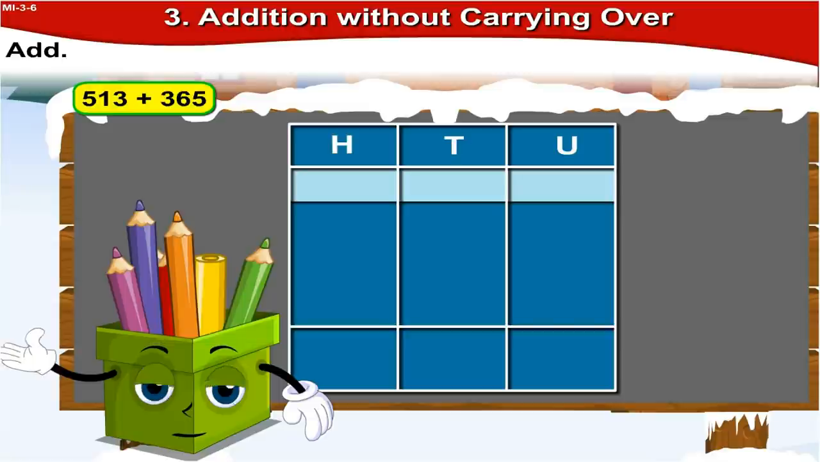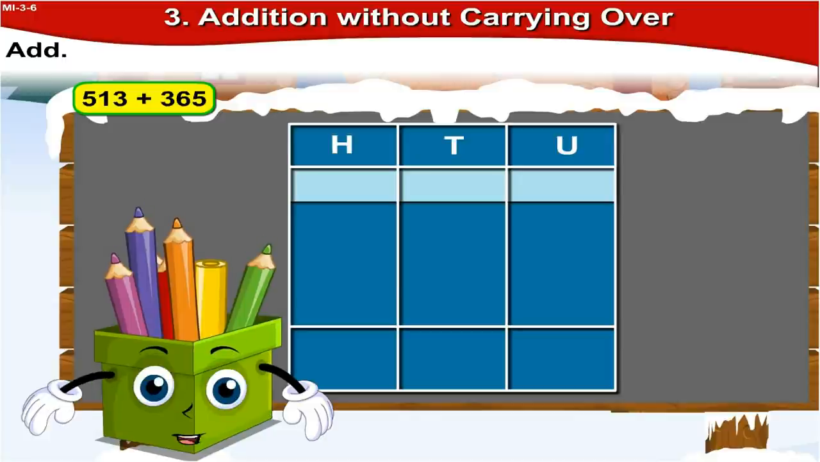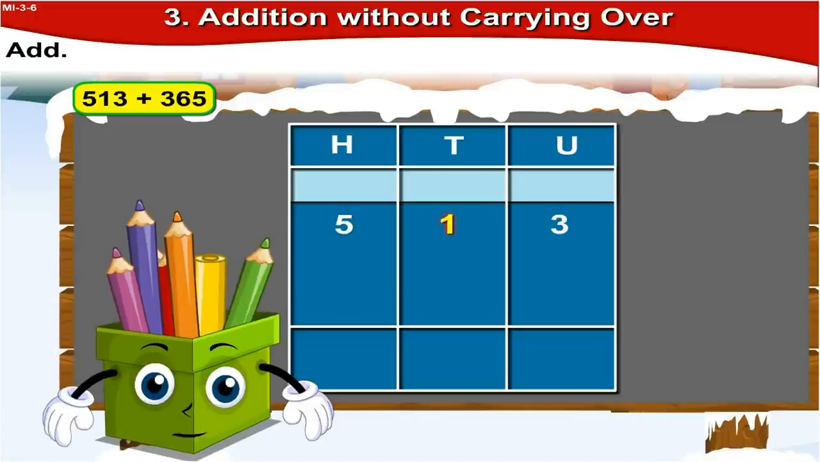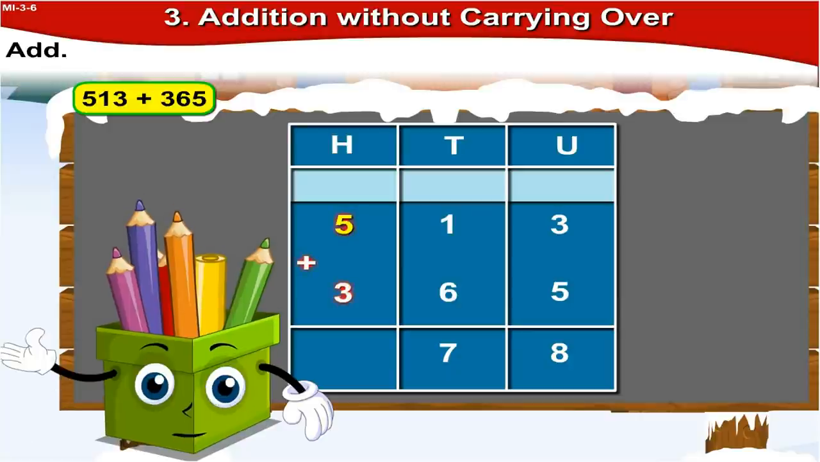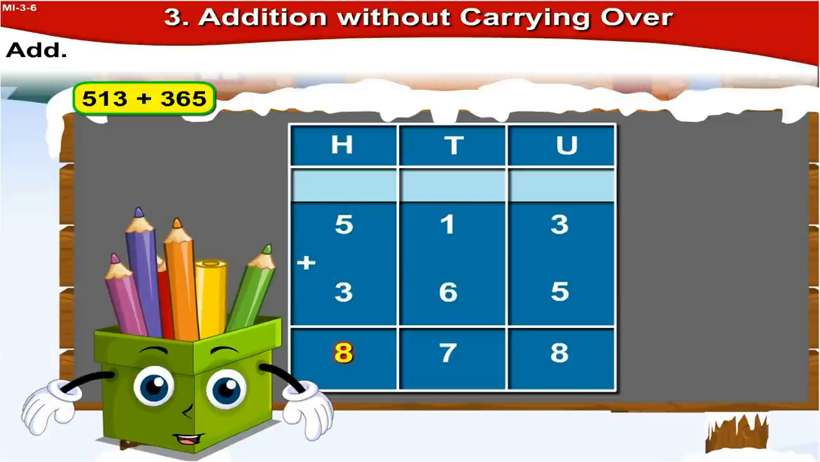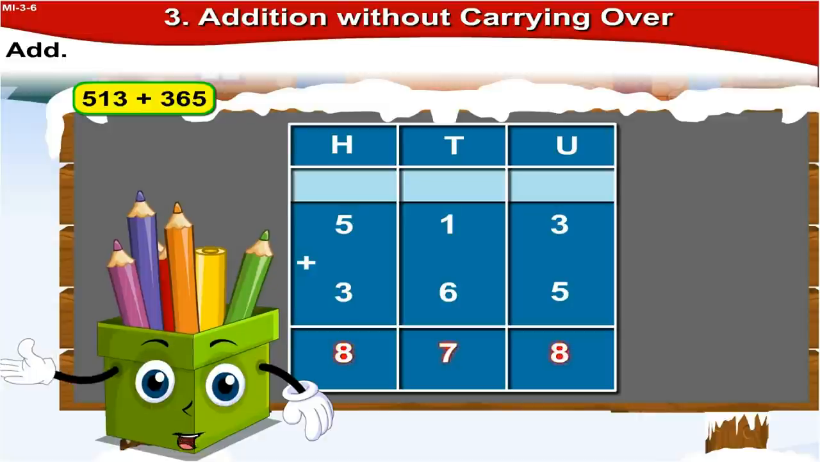Now we have 513 plus 365. First we'll write hundreds, tens, units. Now 513 is equal to 500, 1 ten, 3 units, plus 365 would be 300, 6 tens, 5 units. Let us see the units column. 3 units plus 5 units is 8 units. In the tens column, 1 ten plus 6 tens is 7 tens. In the hundreds column, 500 plus 300 is 800. So the answer is 800, 7 tens, 8 units, which means the answer is 878.